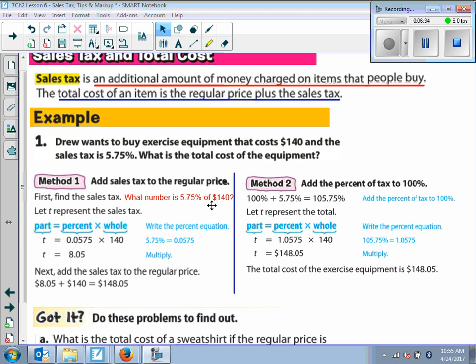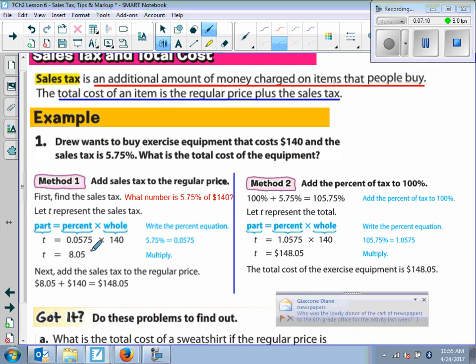So we're going to translate that question to the math. What number is, that's T equals, and they put T for tax. P equals the 5.75%, we have to change that to a decimal so that we can put it into the equation. So we're going to move the decimal 2 places to the left, and that gives us 0.0575. And then of means times 140. Does everybody see there's the percent equation? And then when we multiply, we get $8.05. That amount is the tax. Okay? This is the tax.